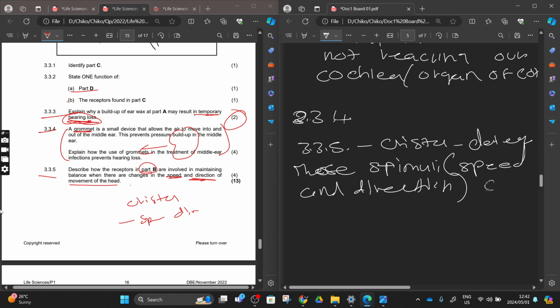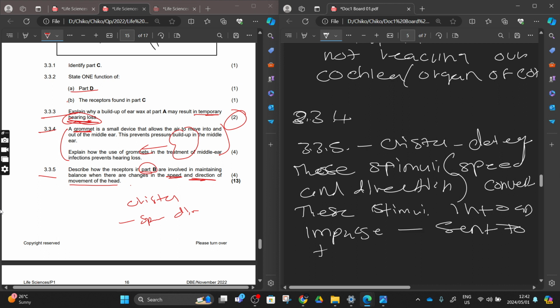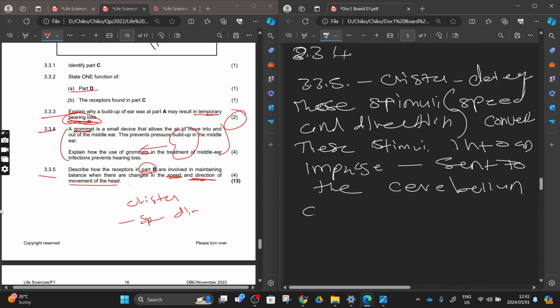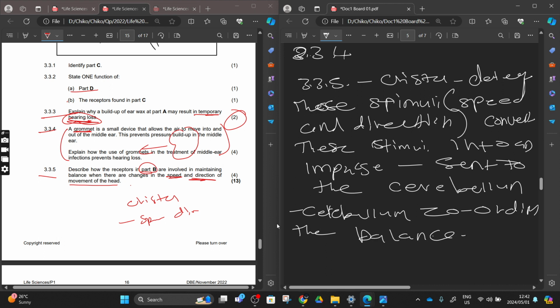After doing this, what is going to happen? Convert this stimuli into an impulse, right? The impulse is going to be sent to the cerebellum. Now the cerebellum coordinates the balance. This is what you have to say, right?